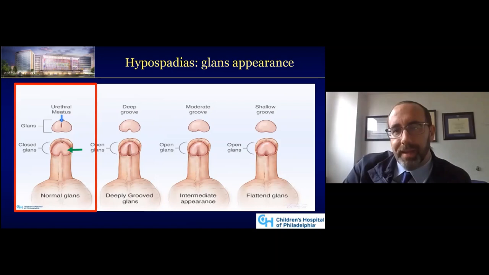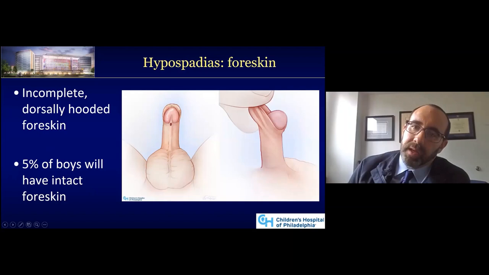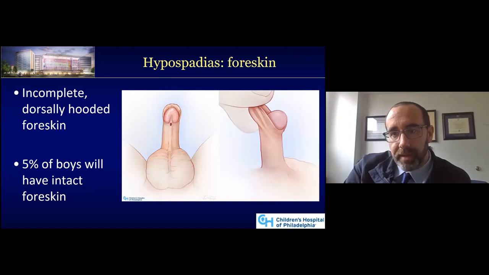And again, the foreskin, especially on this right panel, is incomplete. It's dorsally hooded, and it's not covering the ventral aspect of the penis. One of the important things is that up to 5% of boys with hypospadias will actually have a completely intact foreskin. So they'll come into the office, they had an attempt at a circumcision after birth, and ultimately they were found to have hypospadias once they retracted the foreskin.